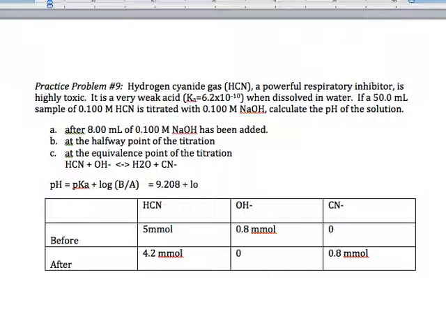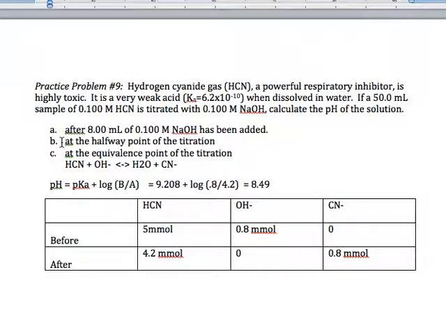Plus the log of the base, which is 0.8 millimoles. So we're going to put 0.8 there, divided by the acid, which is 4.2. If you put that in your calculator, you should be getting something right around 8.49. We have 3 sig figs here, 3 here, 3 here, but our Ka is only 2, so we're going to leave it with 2 sig figs, which means 2 decimal places. All right, so that's part A.